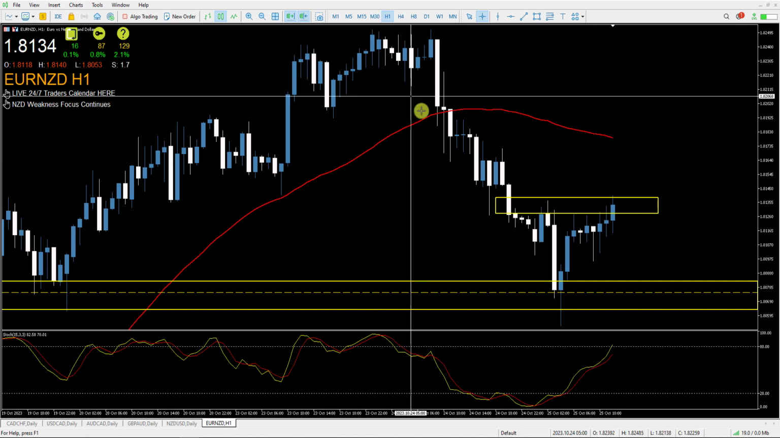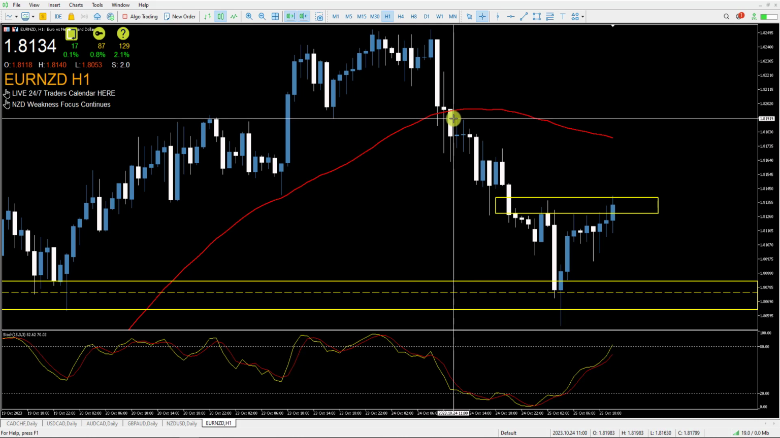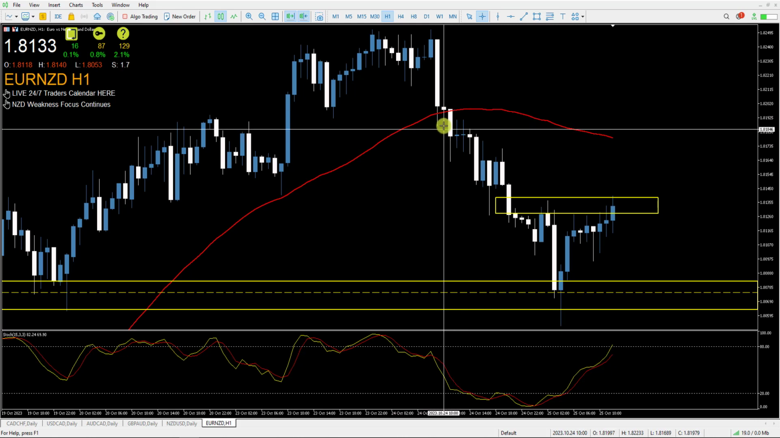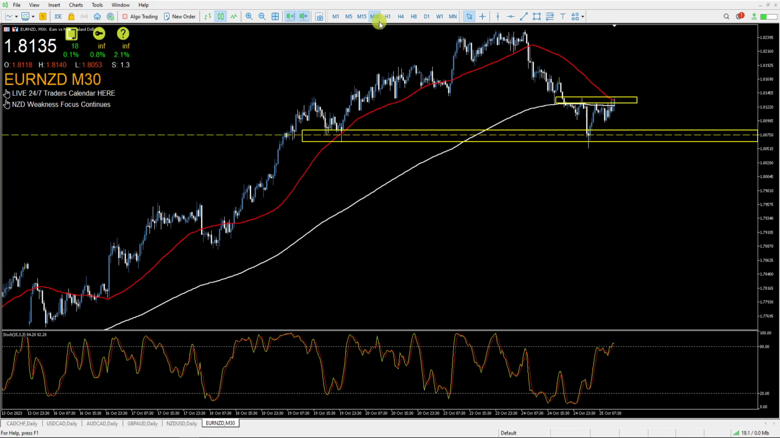It did initially do that, but since then we obviously broke back below that 50 MA. I don't like it when price breaks back below the 50 MA. The reason being is because if I show you here, if we stay above the 50, price can actually continue to push higher. We're now below the 50. The thing that I do like, if I go to the 30-minute time frame, you can sometimes get a little bit of an earlier push into the move.